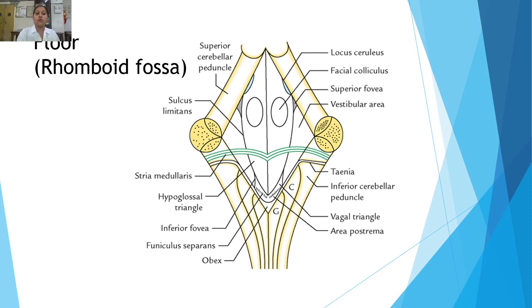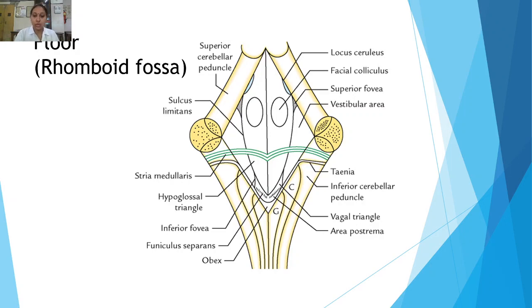The floor. Floor is structurally very important. It is also known as rhomboid fossa, as it is rhomboid in shape. On coronal section, we can see it is rhomboid in shape. So this is also known as rhomboid fossa.